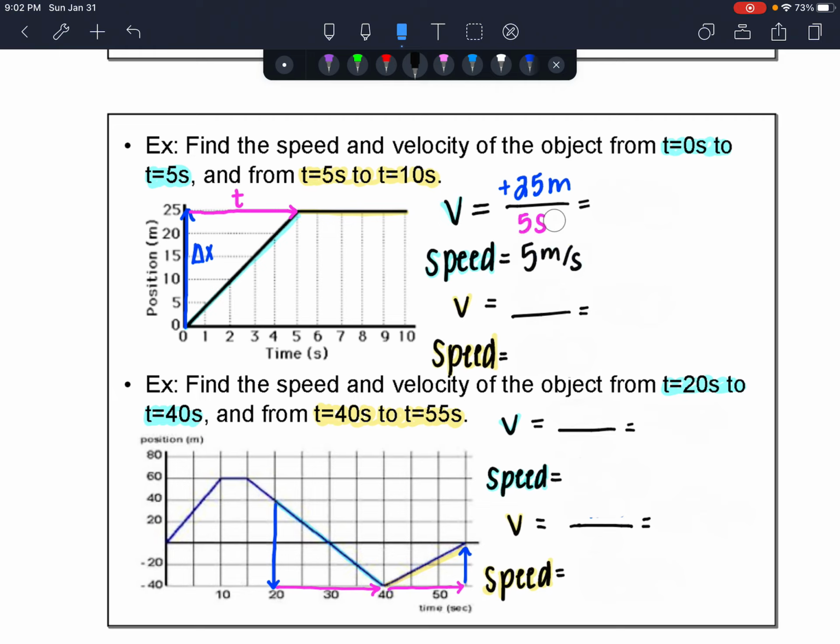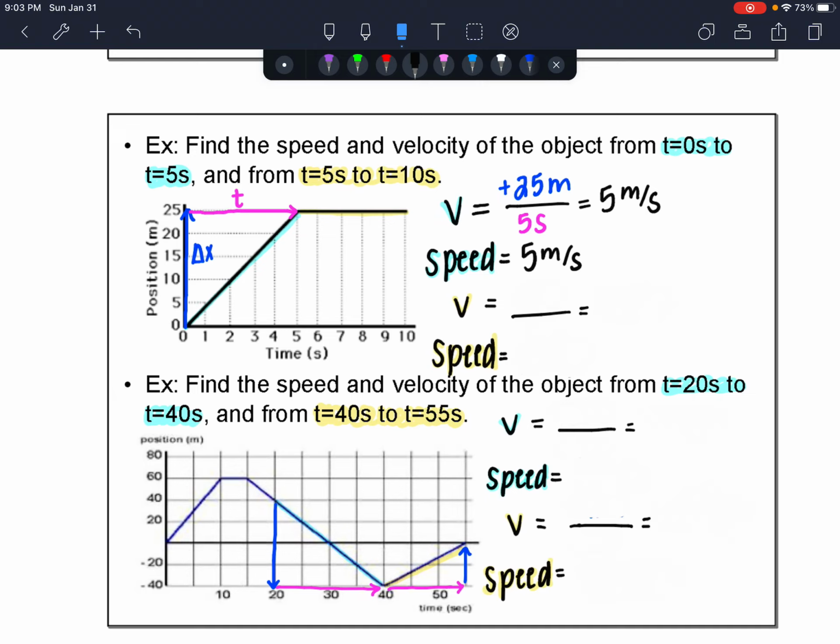My run is over 5 seconds. Oops, maybe revealed too much. There we go. When I simplify this fraction, I end up getting an average velocity of 5 meters per second. Now, since this object didn't change its motion during the interval, my distance traveled is the same thing as my speed. So my velocity and my speed are going to have the same magnitude. So speed will also be 5 meters per second.